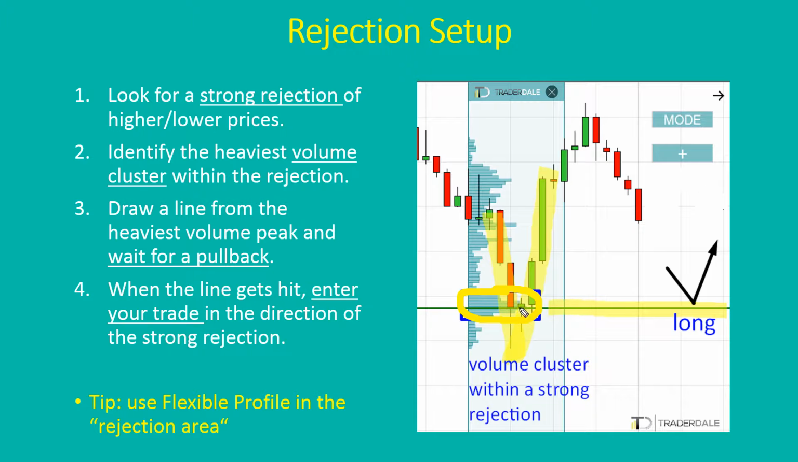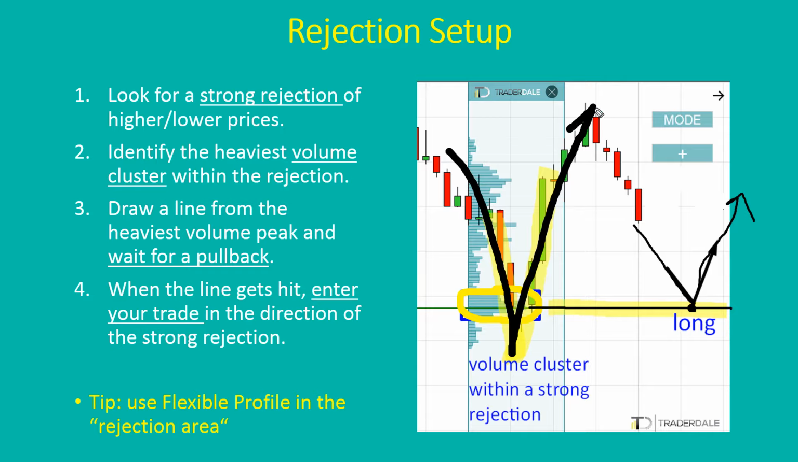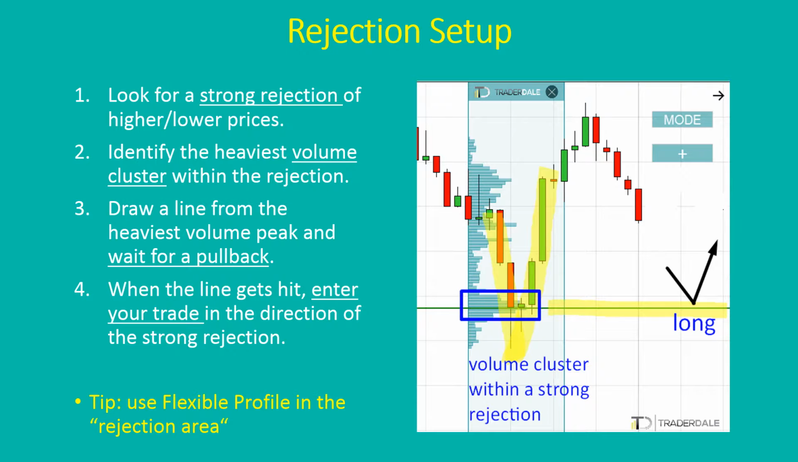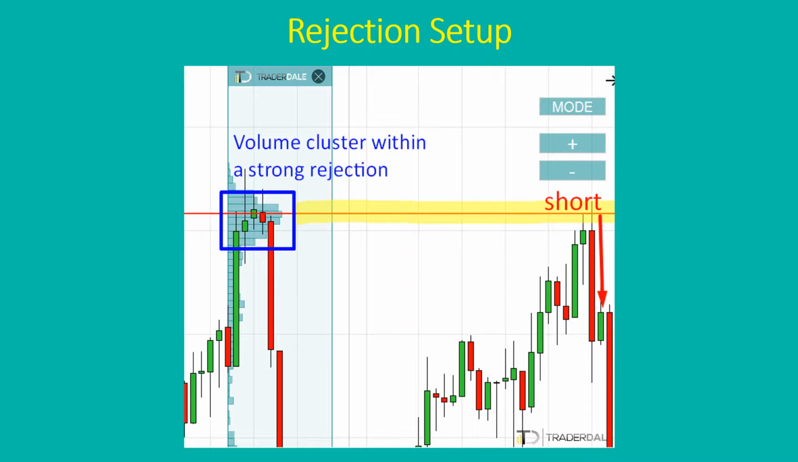Now what you do next is from this place, you draw a line and you wait for pullback. The same approach as in the previous setups. You wait for pullback. When the price hits this level, you enter in the direction of the rejection. So in this case, there was a rejection of lower prices. This is a sign of aggressive buyers. And for that reason, you are going to go long. All right, you are going to enter in the direction of the rejection. Now let's have a look at some examples of this setup.